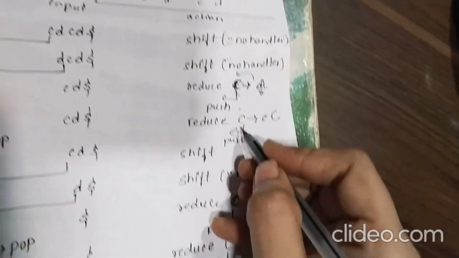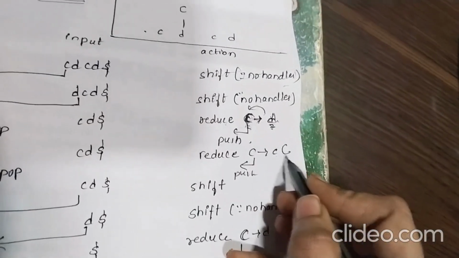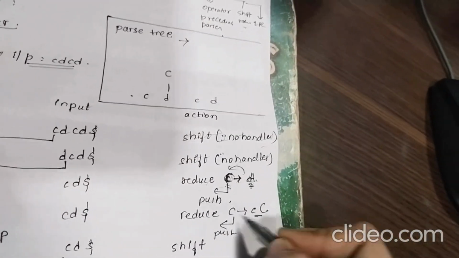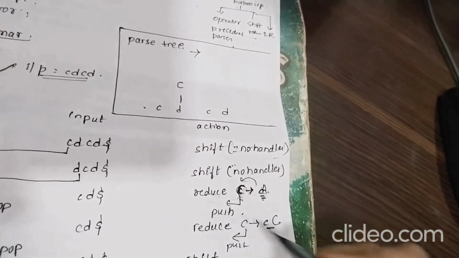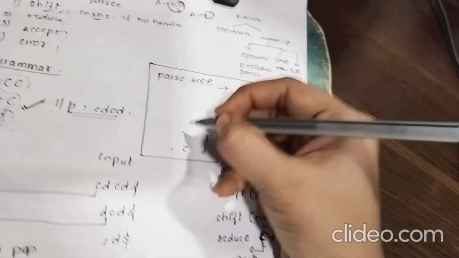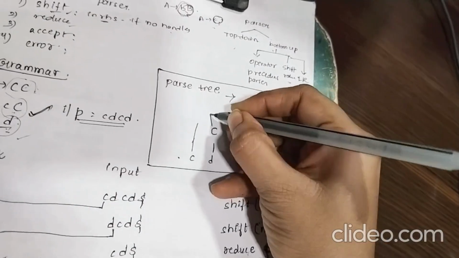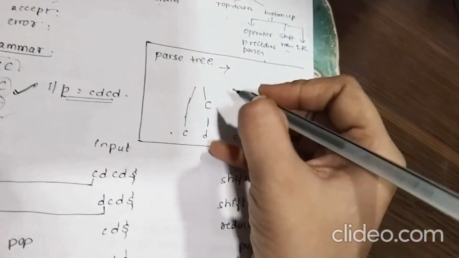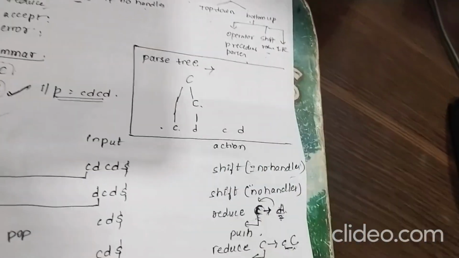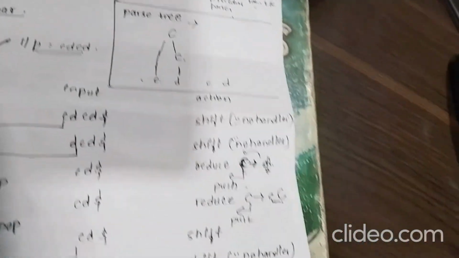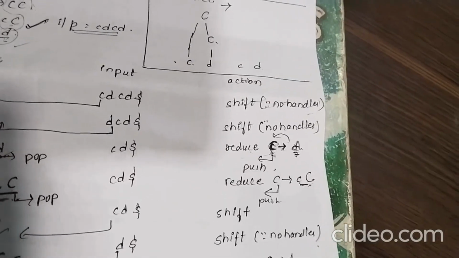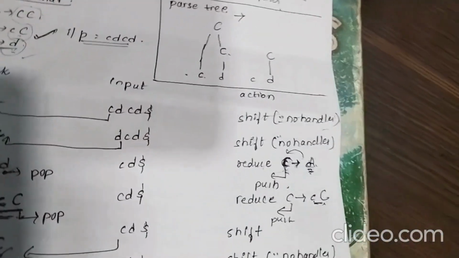Next reduce action, capital C produces small c, C. So this is derived from this. Okay, so small c and capital C gives capital C. See, c and C, what you will be deriving? Capital C. So write that. Next reduce, capital C derives D. So in place of D you can write capital C.